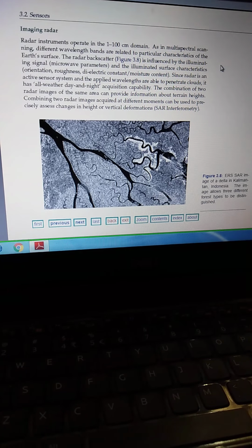Next, we will see the imaging radar. Imaging radar is basically another technique. Radar instruments operate in the 1 to 100 centimeter domain. As in multispectral scanning, different wavelength bands are related to particular characteristics of the Earth's surface.